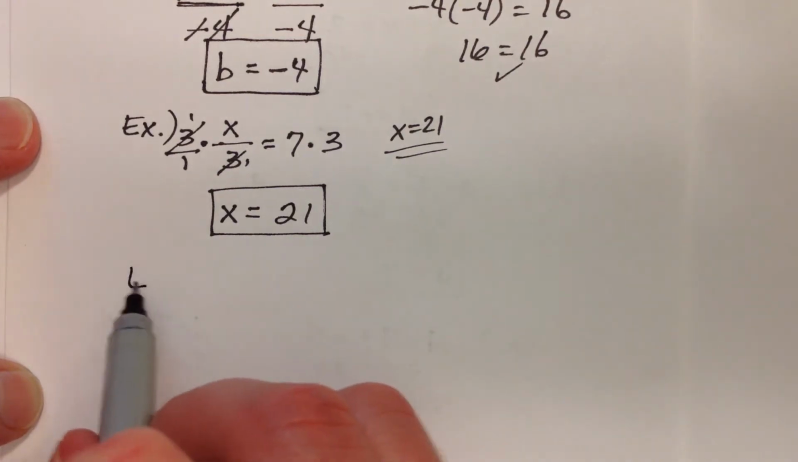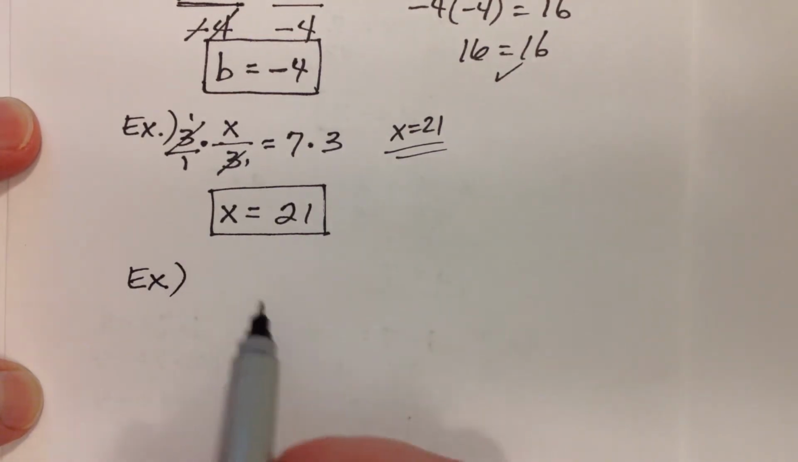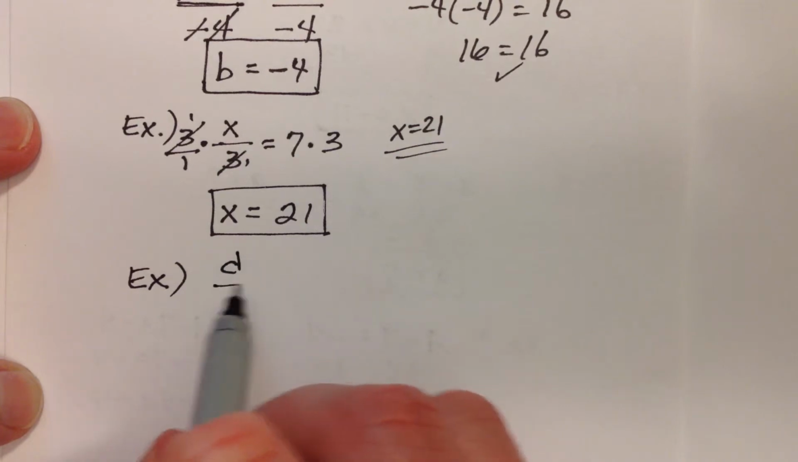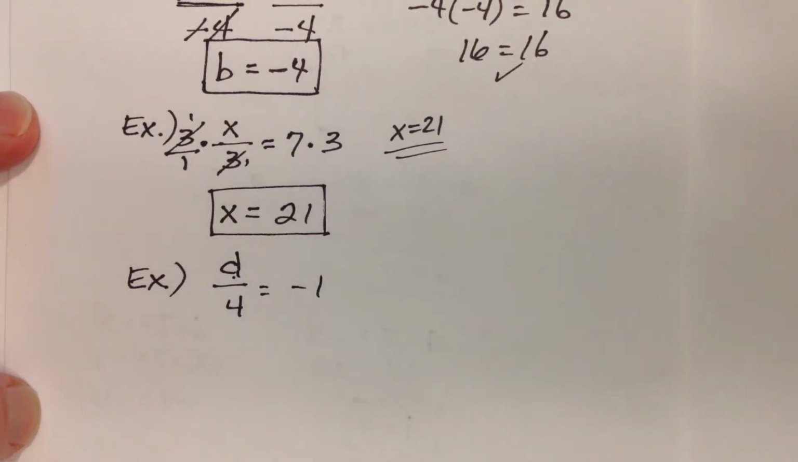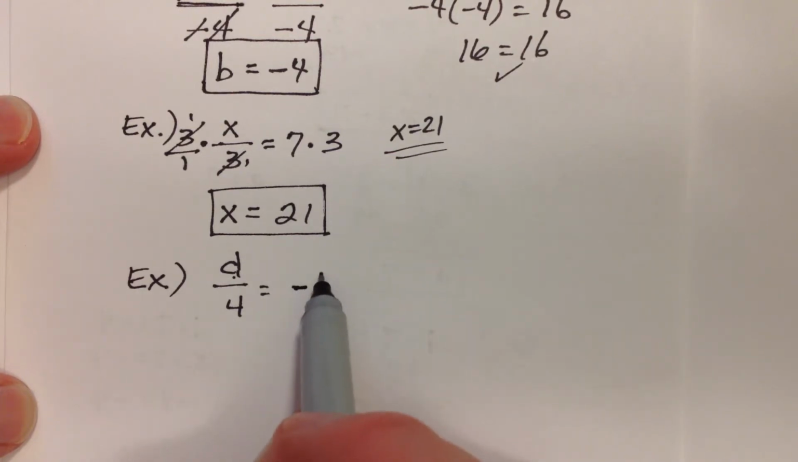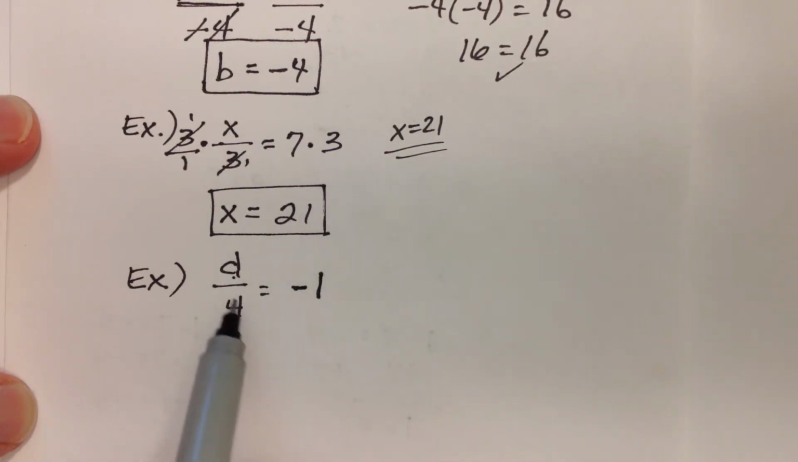Okay, let's do a fourth example. If I have something like d over 4 equals negative 1, what am I going to have to do? Well, right now in this equation, d is being divided by 4, and when I did that, I got a negative 1. So, like we did previously, the opposite of division is multiplication.